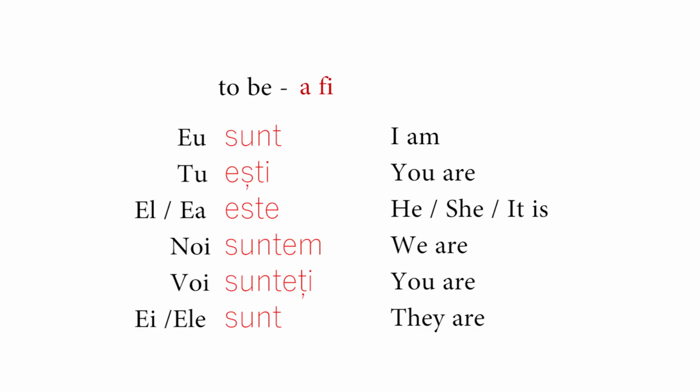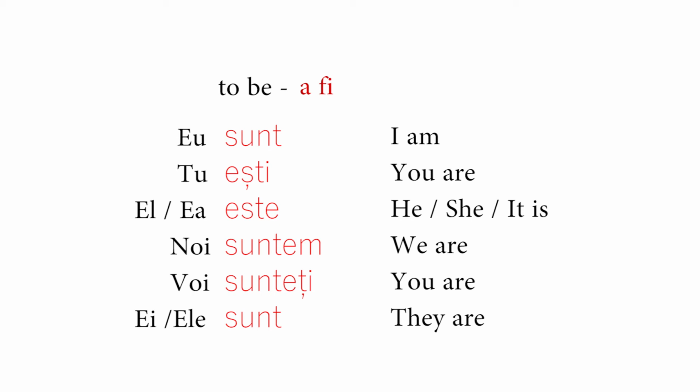Okay, so to be: eu sunt, tu ești, el, ea este. You notice, and I guess you know that already, we don't have it, we just have he or she. Okay, so el, ea este, noi suntem, voi sunteți, ei sunt. Pretty much easy. I guess you know this verb already. It's basic in every language. I mean, this is the first thing you will learn.